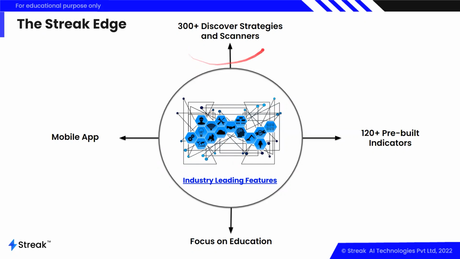So we have about 300 plus Discover strategies and scanners. Discover strategies and scanners are basically pre-built educational strategies and scanners which are available on the Streak platform. We have about 120 plus pre-built indicators available for you. And then we have a good focus on education. We regularly keep publishing a lot of blogs, a lot of webinars, training sessions like these ones, etc. And then we have a wonderful mobile app as well, which allows you to do each and everything directly on your phone itself.